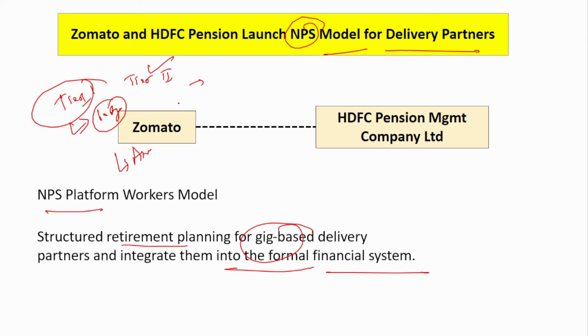Now, they have opened a new model for the gig-based delivery partners because they wanted to bring them into the formal financial system. That is the purpose. Remember the two party names. One is Zomato and the next is the HDFC Pension Management Company Limited.